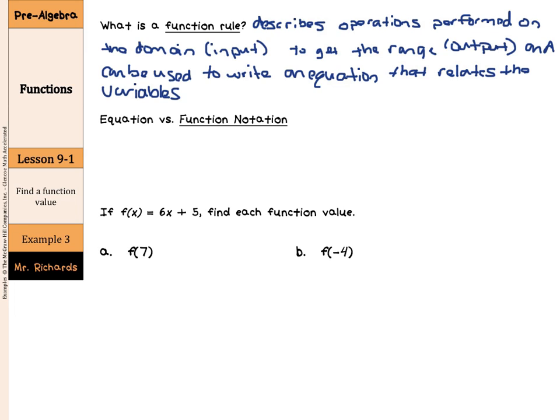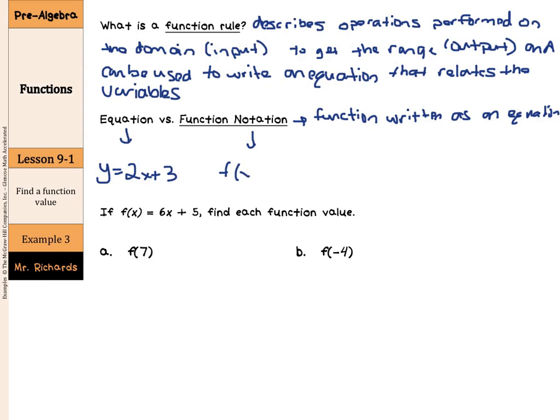And when it comes to equations versus function notation, function notation is simply defined as a function written as an equation. And there is a way of doing this. An equation would be something like y equals 2x plus 3. In function notation, this would be f of x equals 2x plus 3. It's saying y is a function of x.